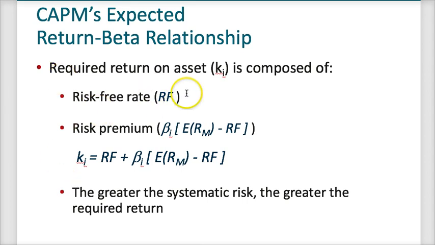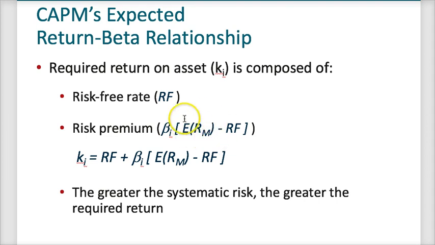So RF is going to refer to risk-free, and risk-free is what we would call, say, a 3-year Treasury bill. It means that there's no risk of default. The risk premium is going to be using beta to amplify the expected return of the market. So this is the return of the market, R sub M.